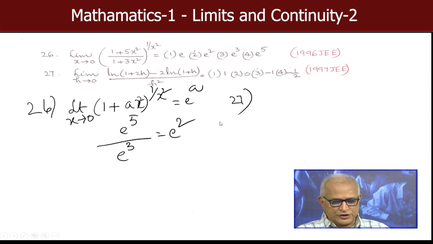Well, this is in the 0 by 0 form. Clearly, the four options indicate that the limit very much exists.